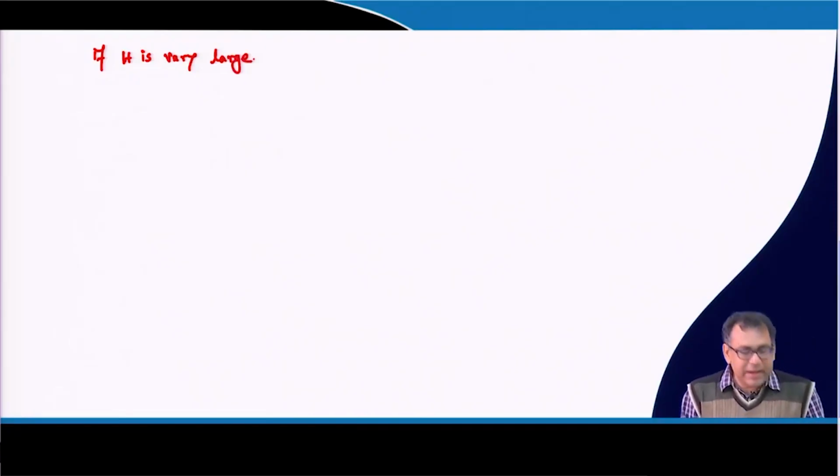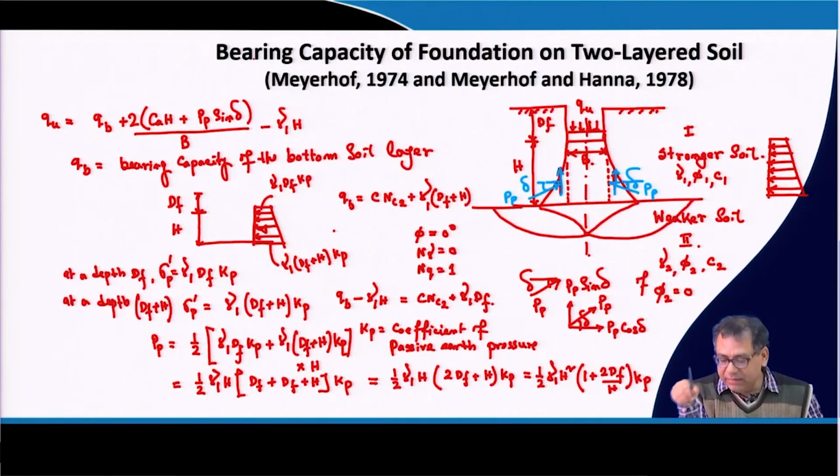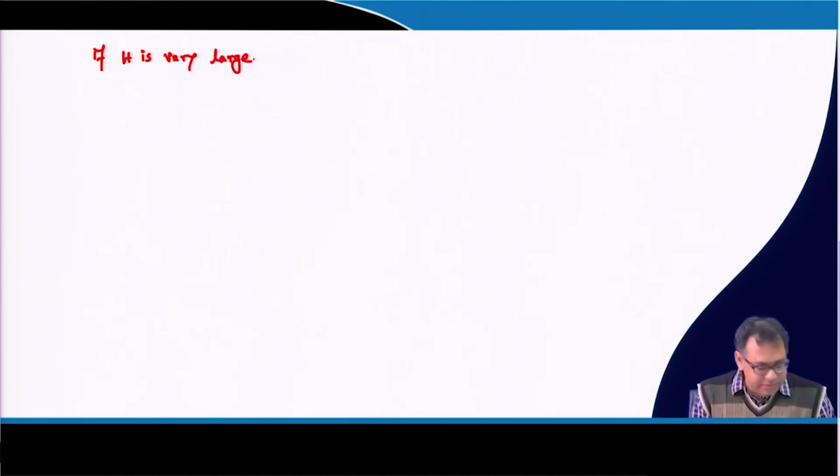Okay. So, H is very large. In such case, that means here we have to put one limit. Suppose if your H is very large, that means all the failure zone is within that H. So, that means the bearing capacity of the foundation in such case will be the bearing capacity of the footing if I put it on the first layer itself, where the depth of the layer is very high.